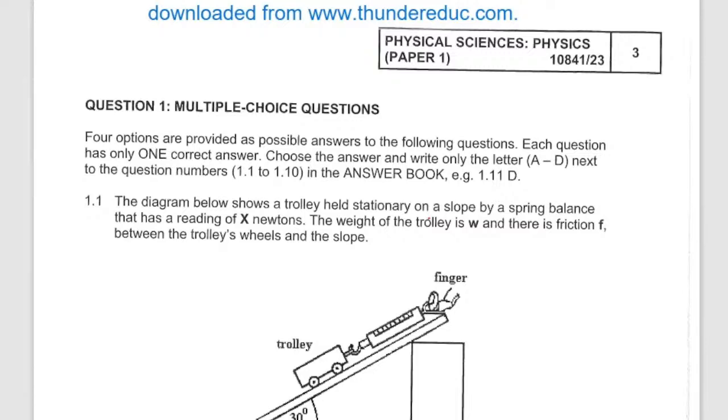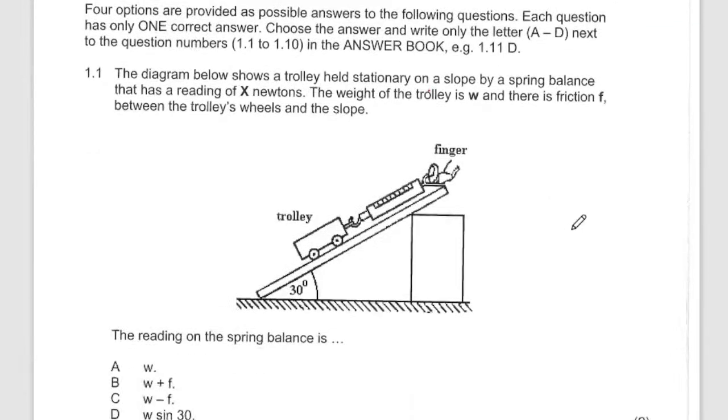Okay, so 1.1, they're telling us the diagram below shows a trolley that is held stationary on a slope by its balance that has a reading of 8 centimeters. The weight of the trolley is W, and there's also friction between the trolley wheels and the slope. What is the reading?